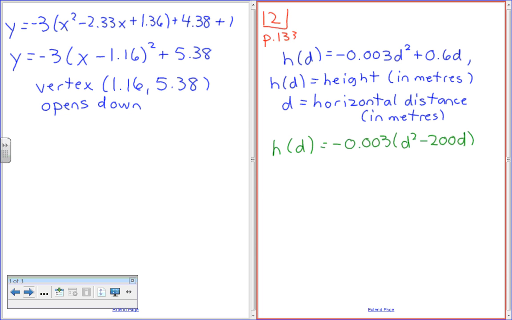Somebody help her. Yeah, this is the side thing here. So this is going to be negative 200 divided by 2, squared, which is negative 100. Squared, which is 10,000.